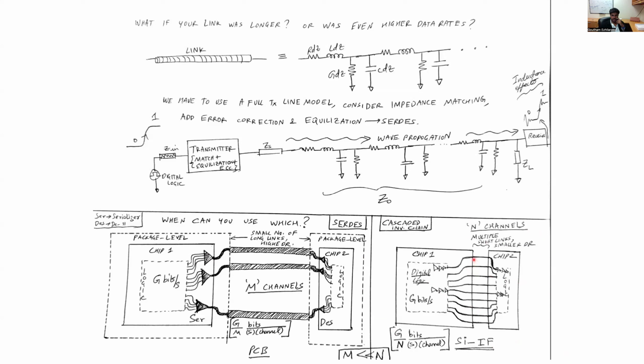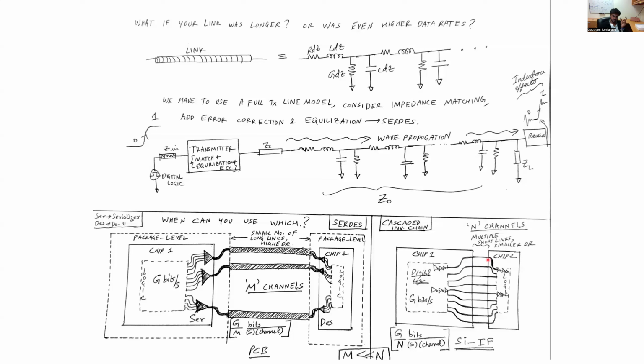Then you can significantly increase the number of links N, or the number of channels. And also, because these chips can now be placed very close to each other, the link length also reduces. In this situation, as the number of links N is now much higher, since the total data generated by chip 1 is G bits per second, the data per link is now going to be G over N. But because N is a much larger number as compared to the M channels in the PCB case, this data rate per channel is now going to be much lesser.